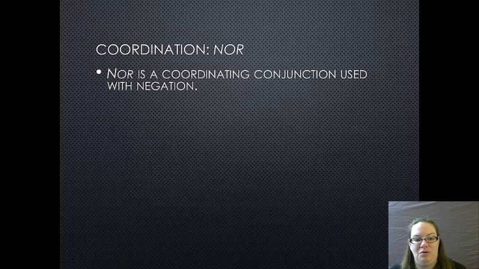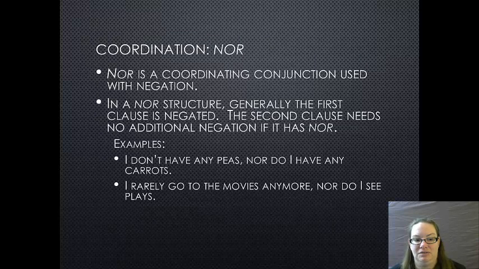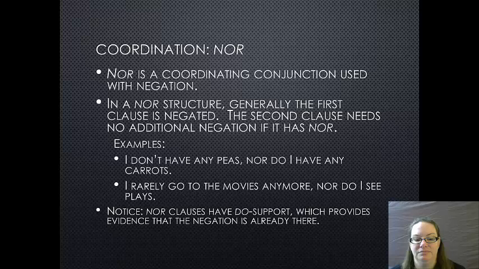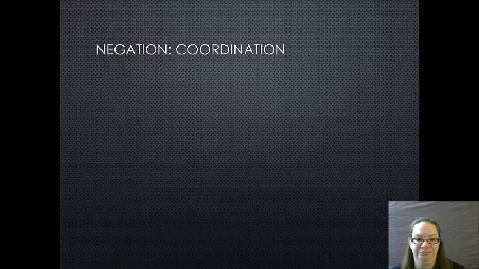So the coordinator nor talks about negation. Okay? In a nor structure, generally the first clause is negated and the second clause needs no additional negation if it has nor. Okay, so I don't have any peas, nor do I have any carrots. Notice though that in these nor clauses there's do support. So it provides evidence that negation's already there because we often use do with negated words.